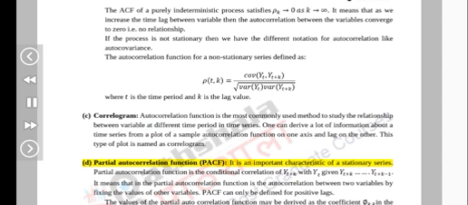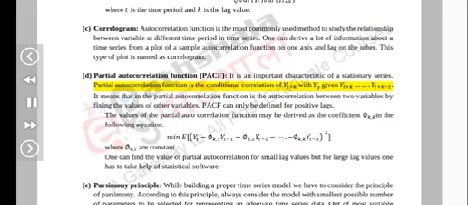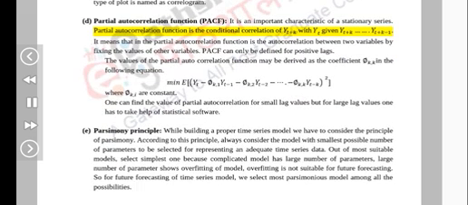D. Partial autocorrelation function, PACF. It is an important characteristic of a stationary series. The partial autocorrelation function is the conditional correlation of yt+k with yt given yt+1 through yt+k−1. It means that the partial autocorrelation function is the autocorrelation between two variables by fixing the values of the other variables. PACF can only be defined for positive lags.